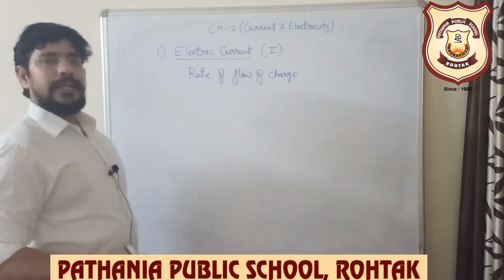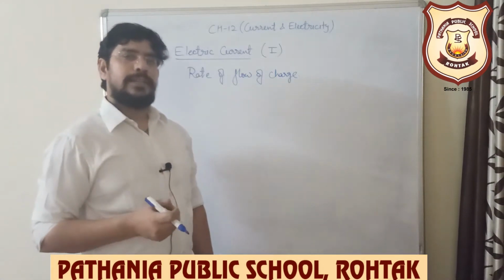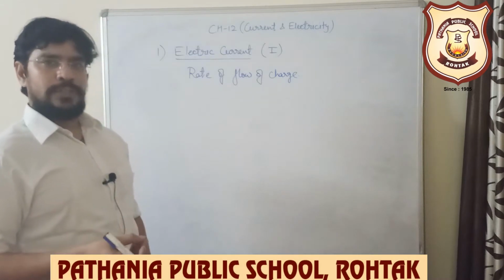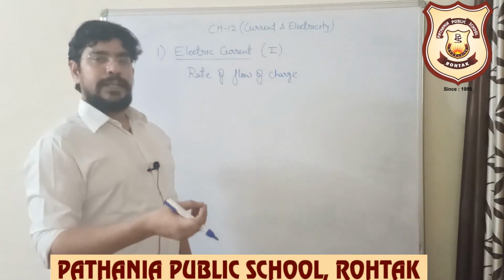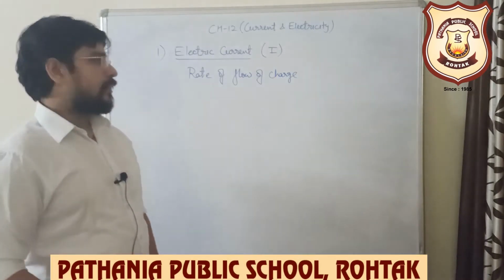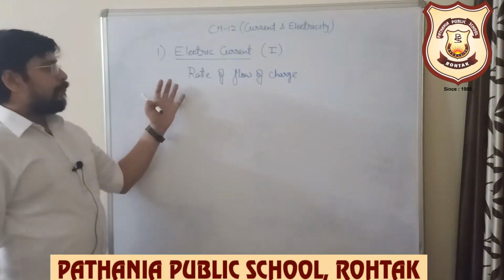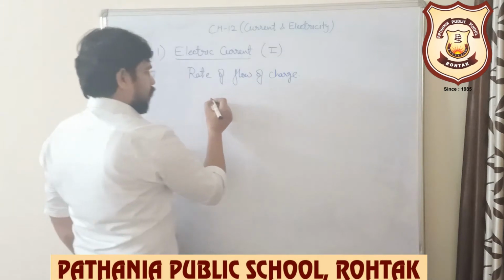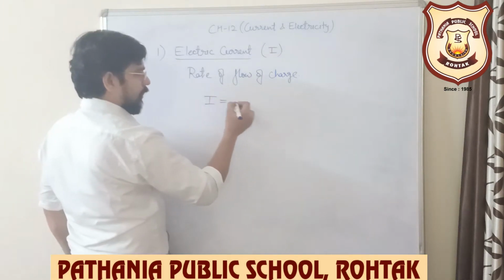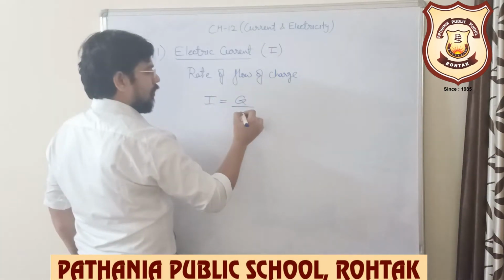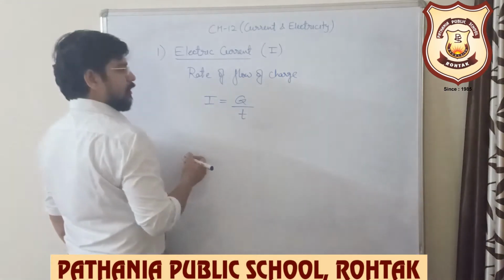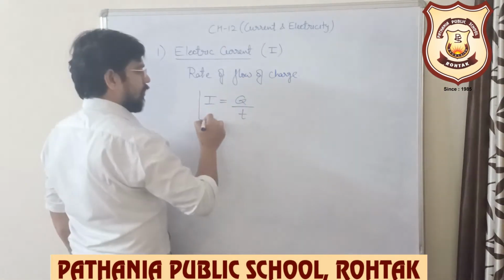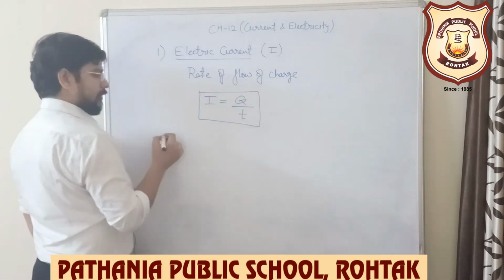You must have studied in class 9 that if we take the rate of displacement, that is displacement covered divided by time, that is our velocity. If we take the rate of velocity, we get acceleration. In the same manner, if you take the rate of flow of charge, it is known as current. So your I is defined as Q divided by T. Charge flowing per unit time is known as current. I is equal to Q by T.